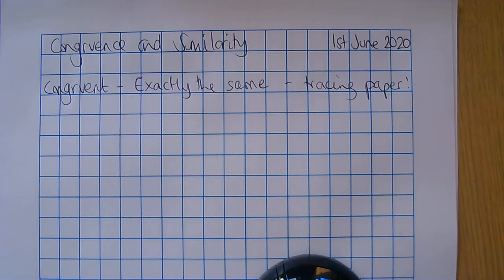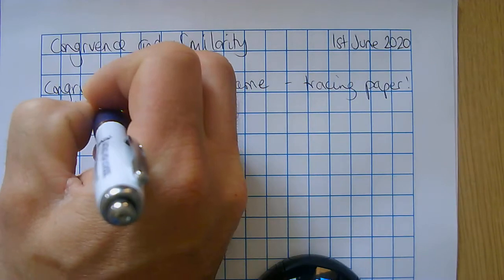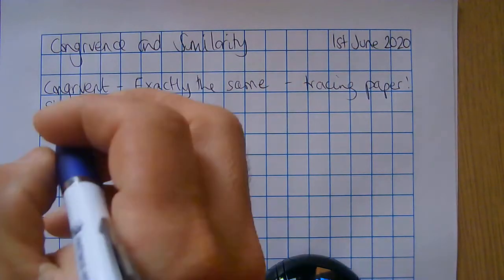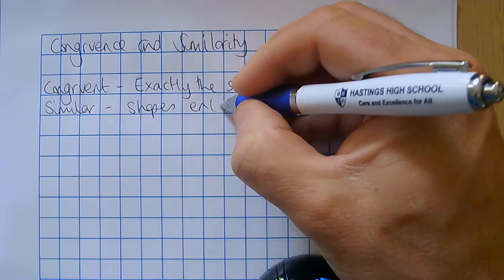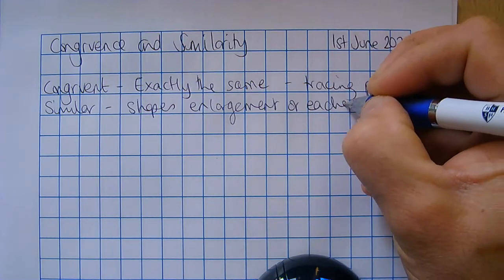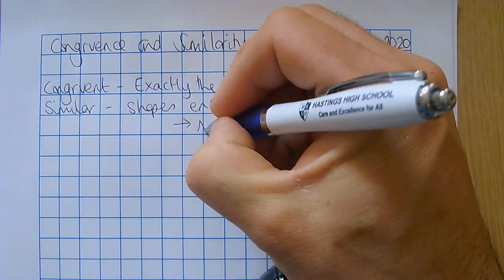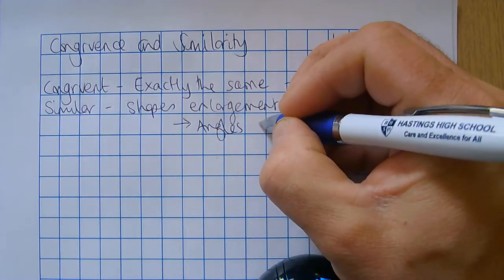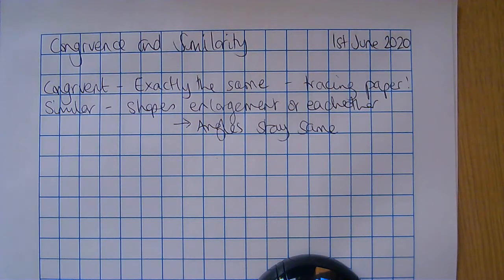Now if you haven't got tracing paper today, some baking paper would do, or if needs be, a plastic sleeve would probably do the same job. Similar is different to congruent. Similar means they are an enlargement, so shapes are an enlargement of each other. The key thing here is if they're an enlargement of each other, the angles will stay the same. So the angles won't change, the shape will just get bigger.